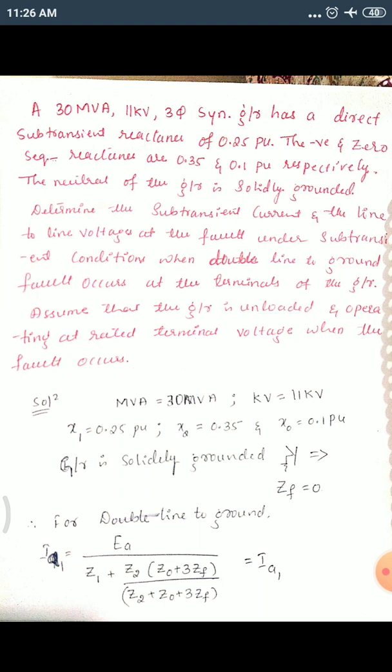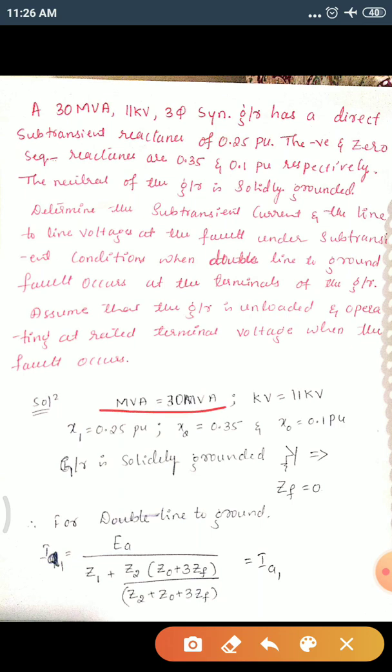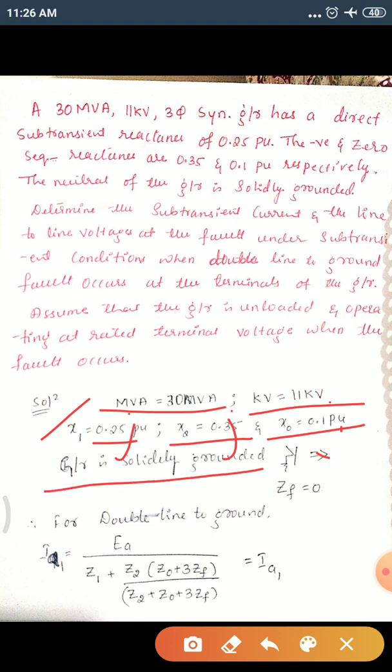Let's take the data they have specified. They have given 30 MVA, 11 kilovolt; the subtransient reactance, that is the positive sequence, is 0.25 per unit, and negative is 0.35, zero is 0.1 per unit. Remember, all these are reactances, so we consider j along with them, and it is nothing but impedance as well. Since the generator is solidly grounded, there is no fault impedance.